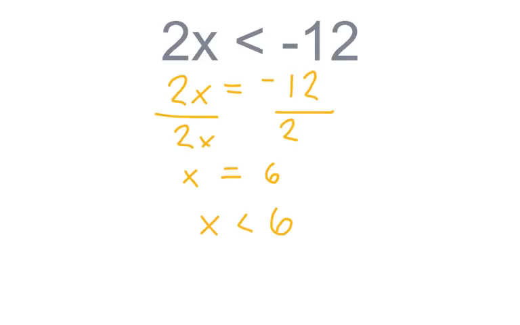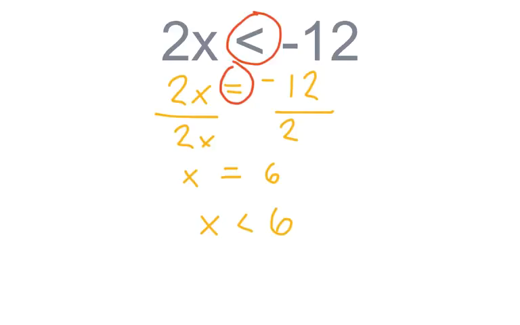Okay, so our problem is 2x is less than negative 12. An easier way to look at this is to change the less than sign into an equal sign. That way you don't get confused.